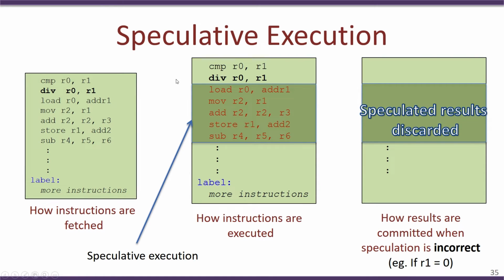So, there would be a problem that would occur if R1 happens to be equal to 0. In such a case, we know that a divide by 0 exception would be thrown, and as a result the processor would need to discard the speculated execution. So, as a result, if R1 is equal to 0, all the speculatively executed instructions would need to be discarded.